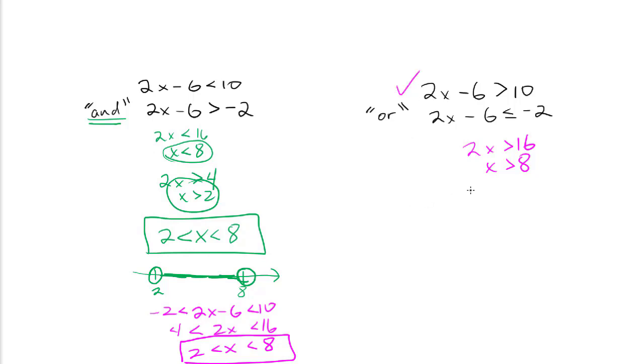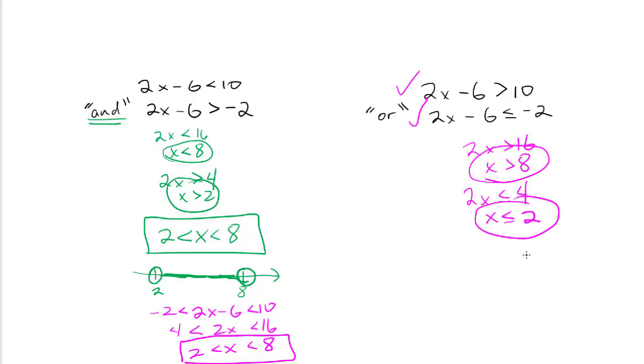How about the second inequality? 2x minus 6 is less than or equal to negative 2. Add 6 to both sides. 2x is less than or equal to plus 4. Divide through by 2 again. X is less than or equal to 2. That's the solution for my second inequality. So these are my two solutions.